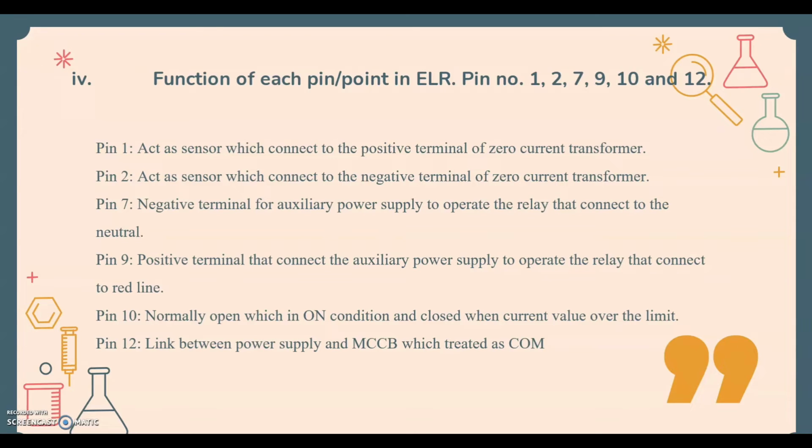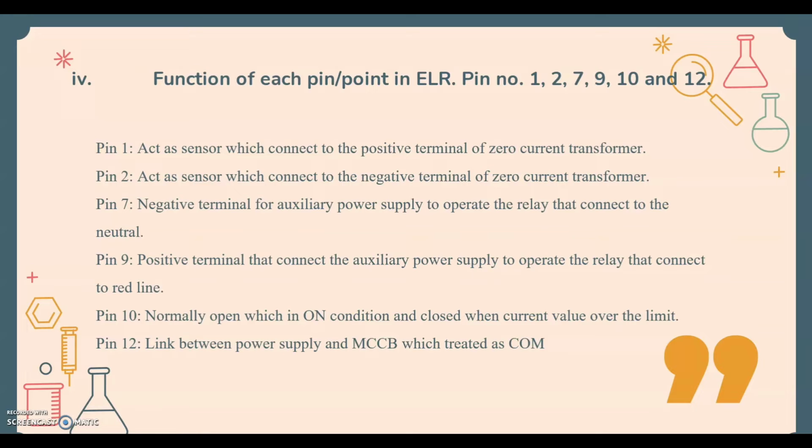Function of each pin in the earth leakage relay. Pin number 1 acts as a sensor which connects to the positive terminal of the zero current transformer. Pin 2 acts as a sensor which connects to the negative terminal of the zero current transformer. Pin 7 is the negative terminal for the auxiliary power supply to operate the relay, connected to the neutral.